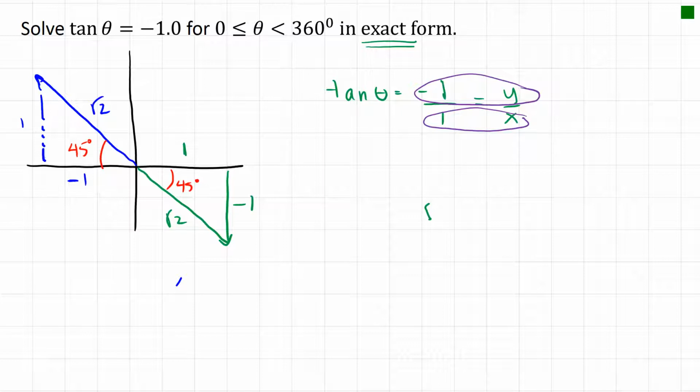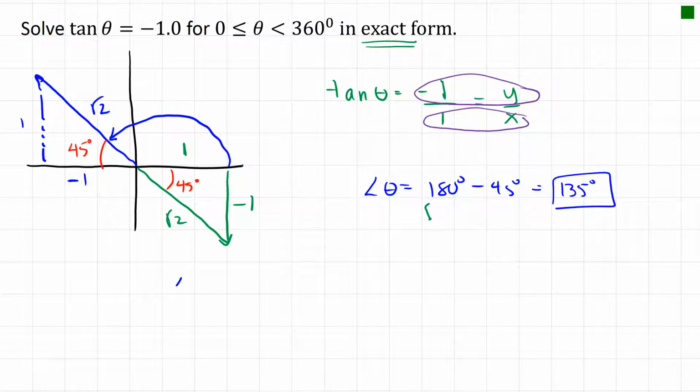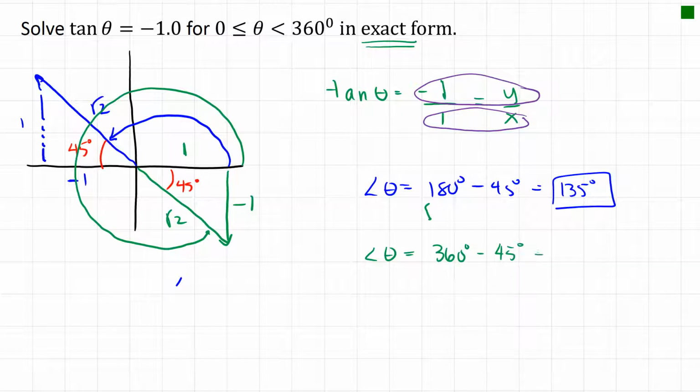So measuring the blue angle counterclockwise to the terminal arm, we have 180 degrees minus 45 degrees, which is 135 degrees. And the green one, we go nearly all the way around. We're going to go 360 degrees minus the reference angle, which is 315 degrees. So there are our two answers. Notice it's much faster to solve using special triangles than it is using a calculator.